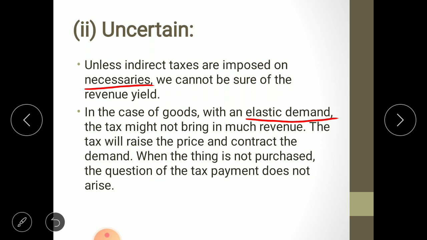In the case of goods with an elastic demand, the tax might not bring in much revenue. The tax will raise the price, and when the price increases, demand will reduce. Tax will raise the price and contract the demand. Here contract means shrinkage; it will reduce the demand. When the thing is not purchased, the question of tax payment does not arise. If the product is not sold, then how can the government collect the tax? That is a question. So that is the uncertainty in tax collection, uncertainty in tax revenue.